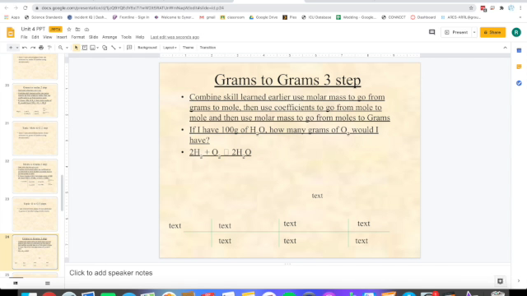So here's your notes for that. You will combine skills learned earlier. You'll use molar mass to go from grams to mole. Then you'll use coefficients to go from mole to mole. And then you'll use molar mass again to go from moles to grams.